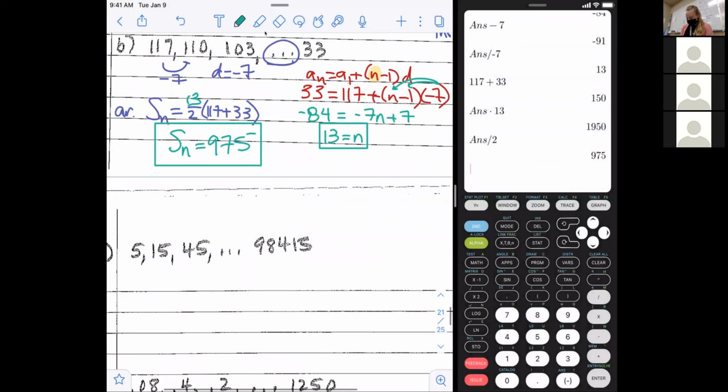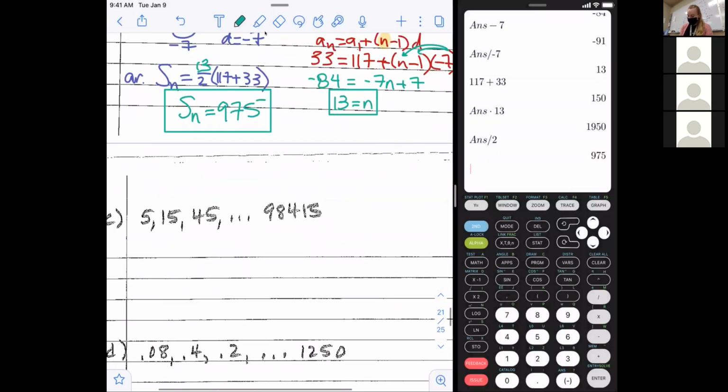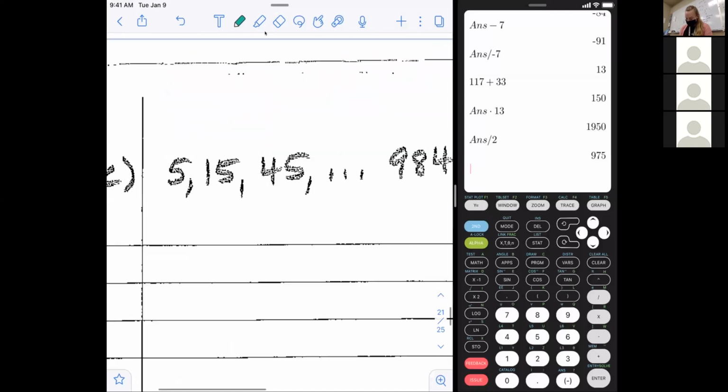Next one's letter C, and it says 5, 15, 45. By just looking at that, I know that it's geometric because I have to be multiplying something to get really big that fast, right? It would take forever if I was just adding something to get to 98,000. So I'm multiplying by 3 here.